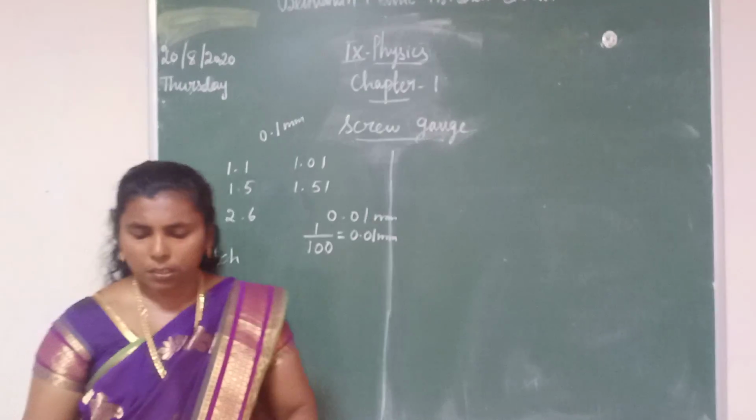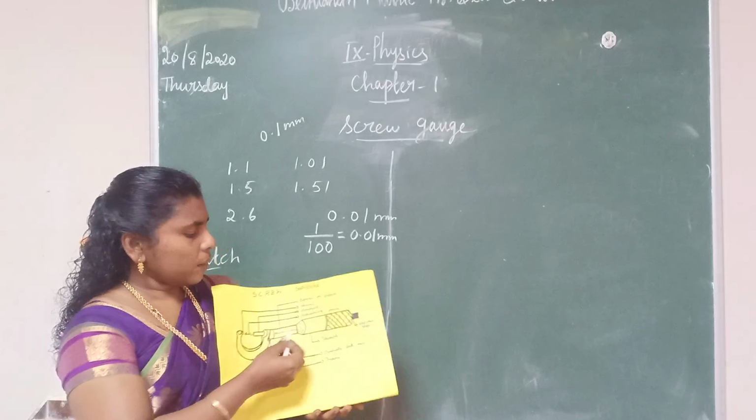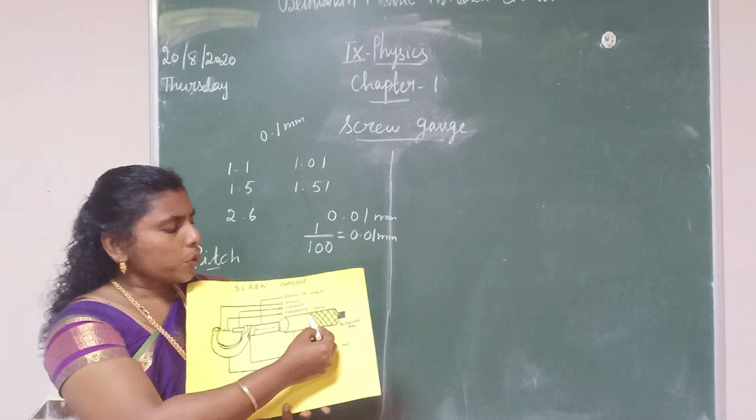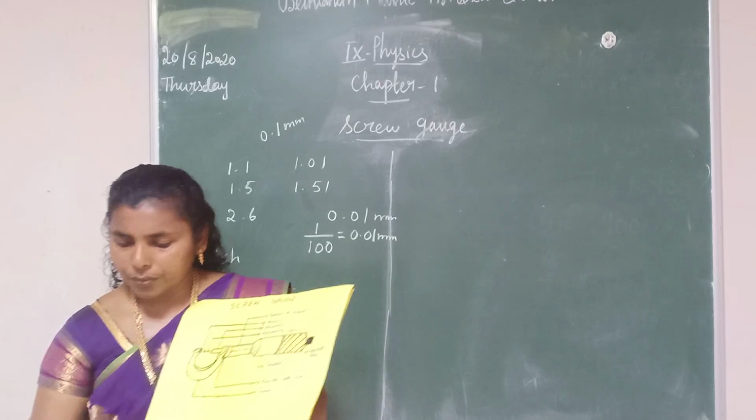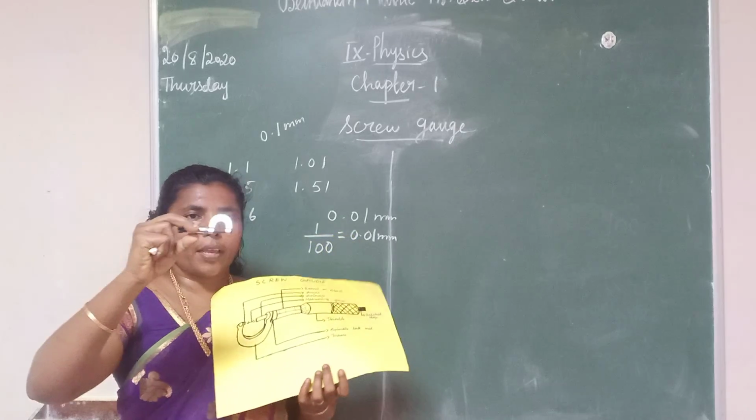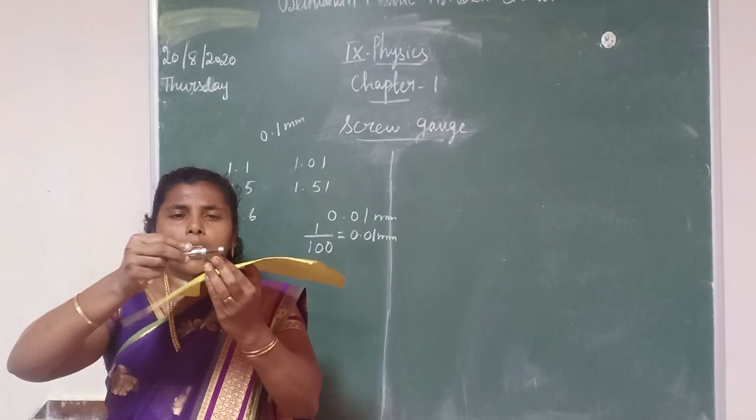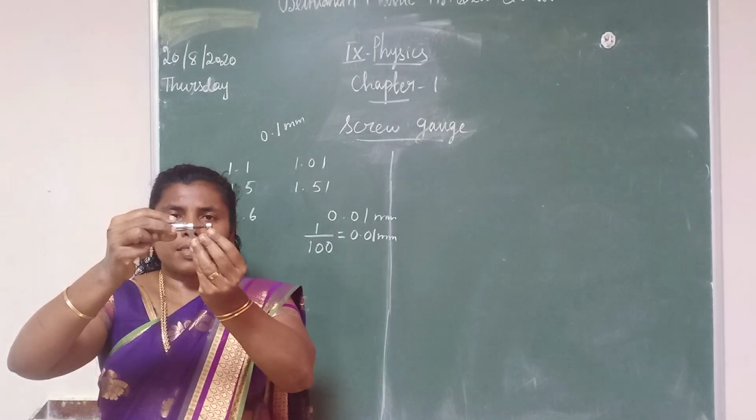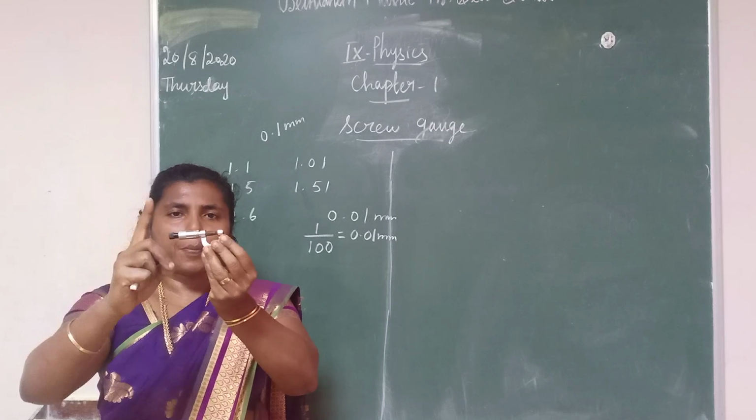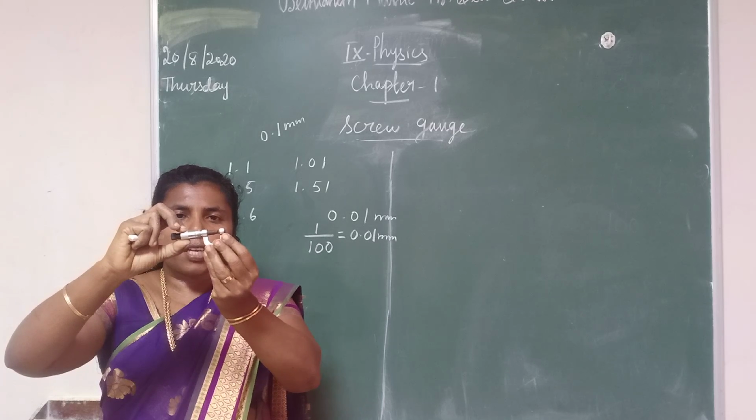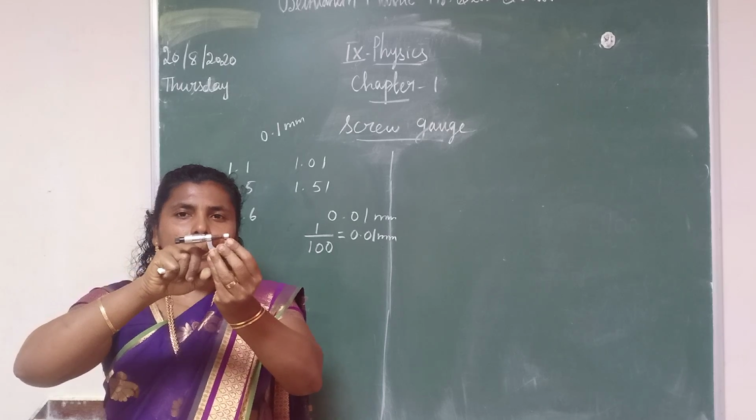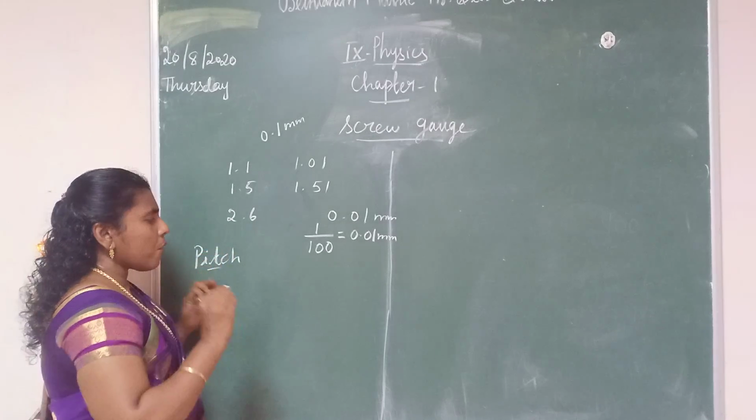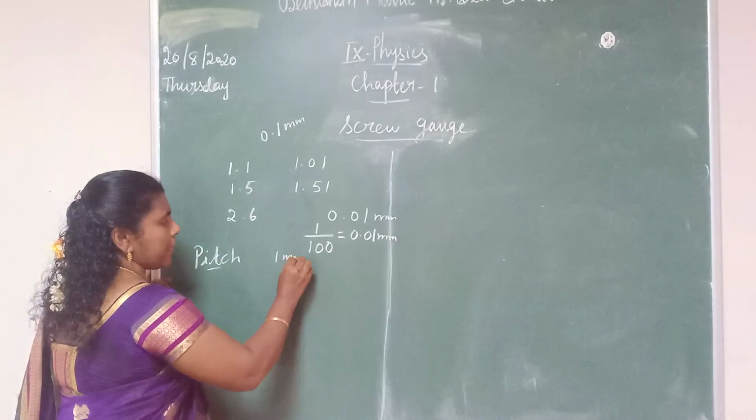Pitch of the screw gauge. For that, see this pitch scale reading and this head scale reading. Suppose we give one rotation. Just listen, this is the screw gauge, U-shaped frame. When we give only one rotation on the head scale, the pitch scale reading is 1 millimeter. If we give two rotations, the pitch scale reading is 2 millimeter. Three rotations, 3 millimeter. So the pitch you will always get is 1 millimeter.